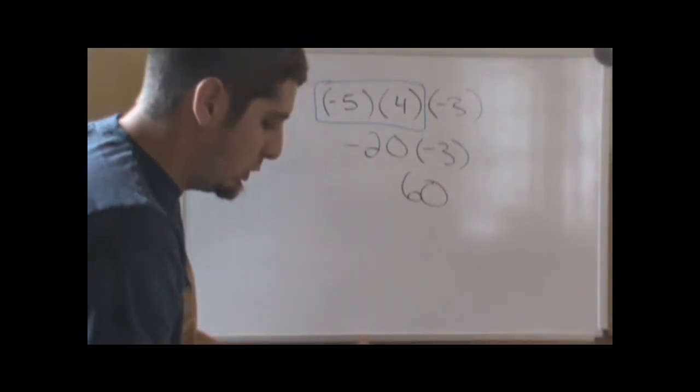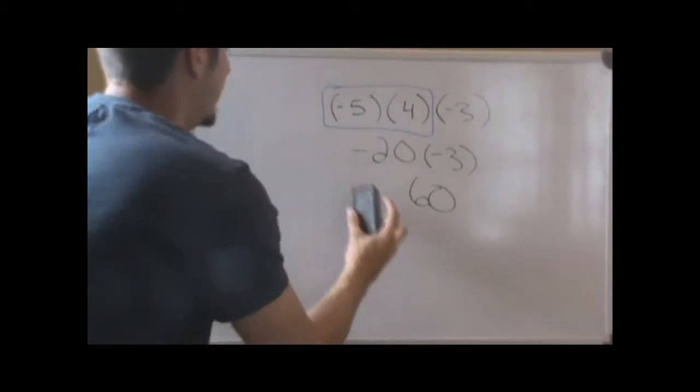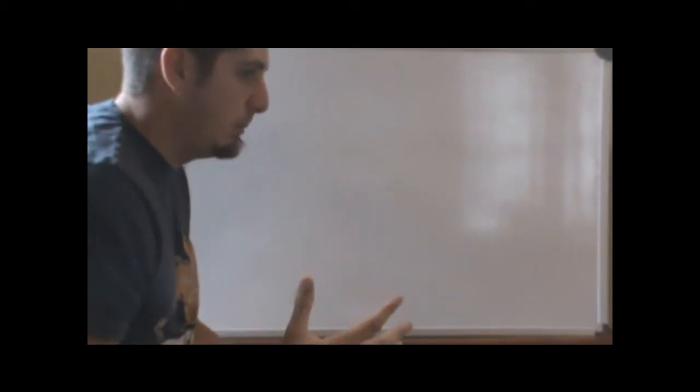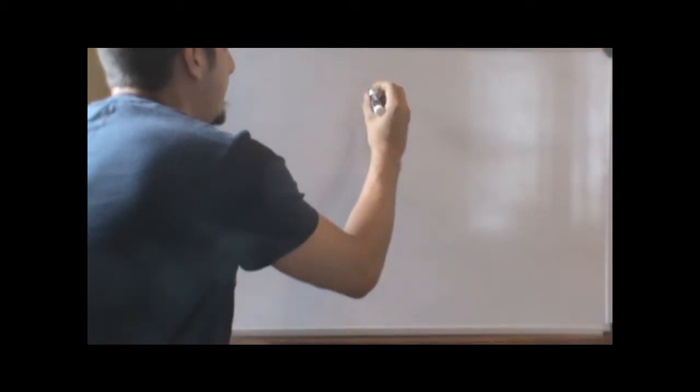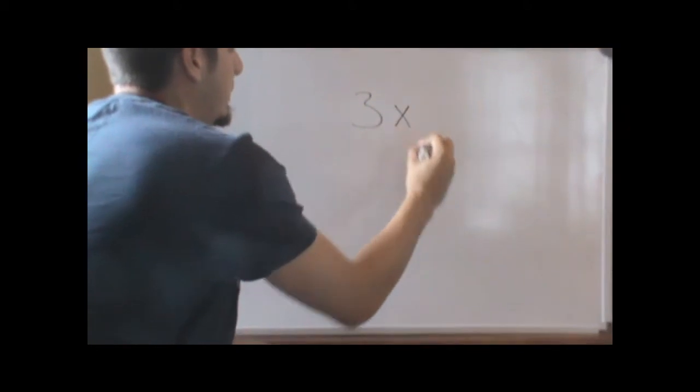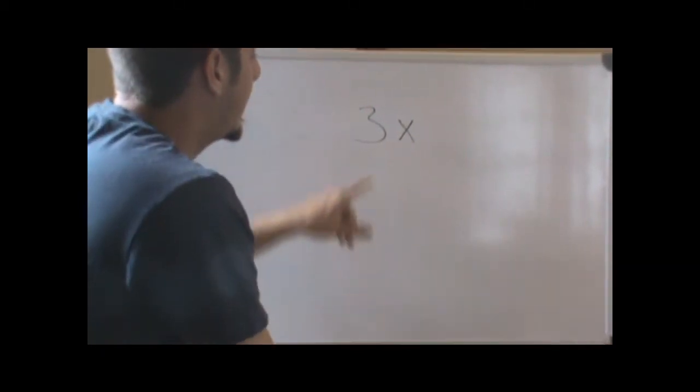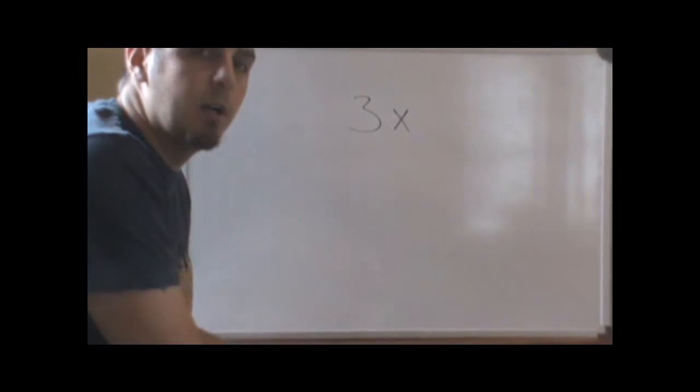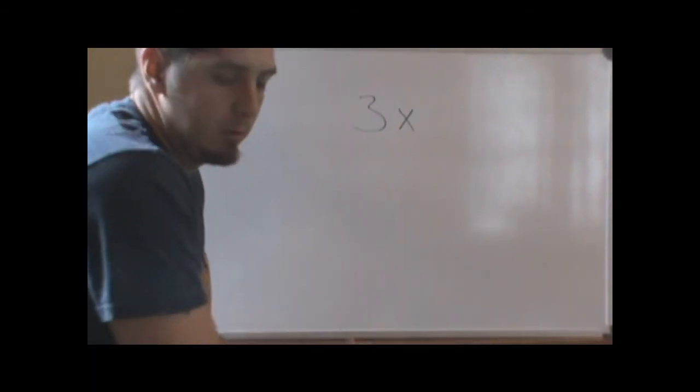Now the other situation you're going to run into is they're going to start throwing some variables at you, some letters. Now remember, variables are simply ways to represent numbers that we don't know what they are. So we know we're multiplying 3 by something, but we don't know what it's being multiplied by, so we're representing that number we don't know with an X. Also remember, when a number is next to a letter, it means multiply.